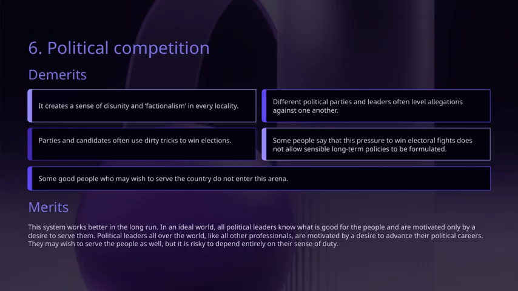It's also important to recognize that political parties and leaders frequently level allegations against one another, which can lead to a lot of accusations and mistrust. Some critics argue that this intense pressure to win elections hampers the ability to develop sensible, long-term policies, because the focus shifts to short-term gains or winning strategies rather than the country's future stability and development. So, while political competition can encourage accountability and vibrant debate, it also has significant downsides that can affect the unity and effectiveness of governance.